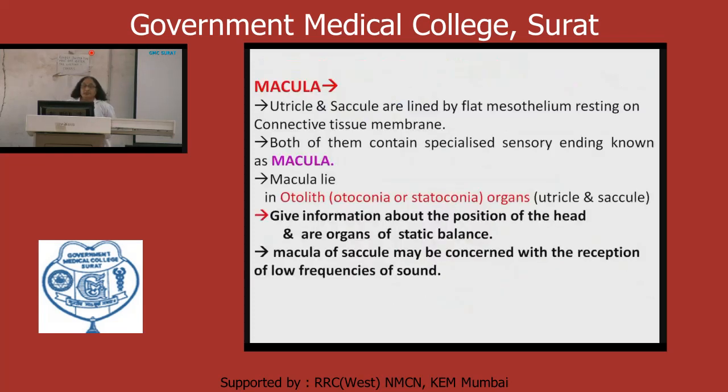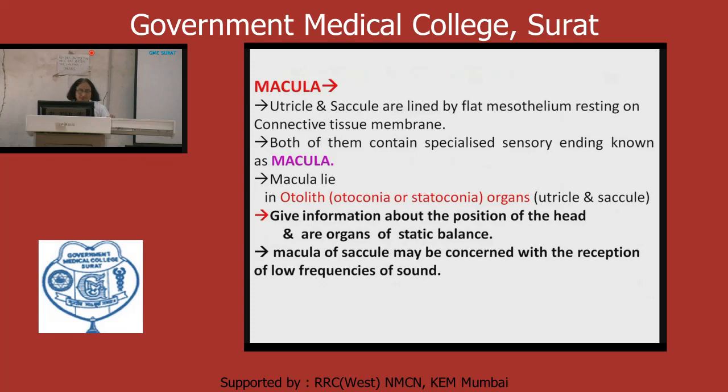The utricle and saccule are lined by flat mesothelium resting on the connective tissue membrane. Both of them contain a specialized sensory ending known as the macula. So the macula lies in the otolith organ. The synonym of otolith is otoconia or statoconia. So the otolith organs contain the utricle and the saccule.